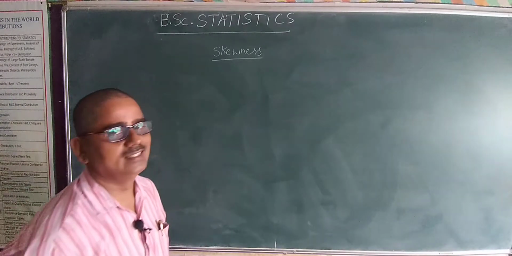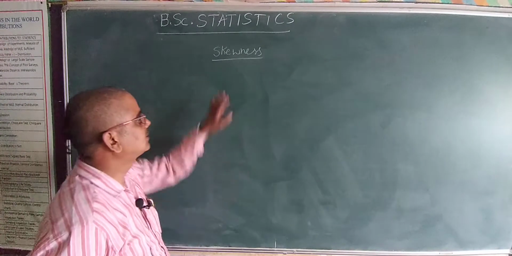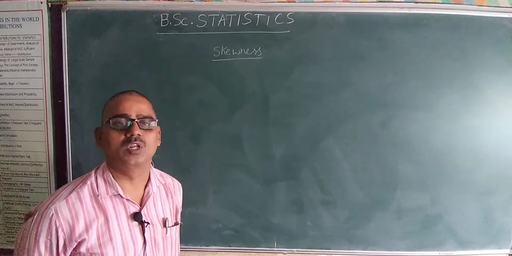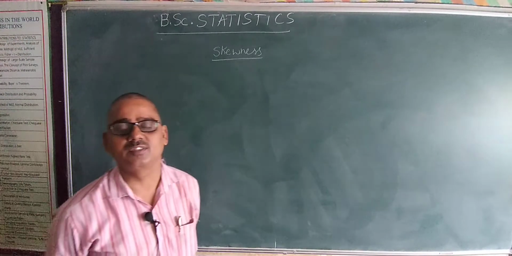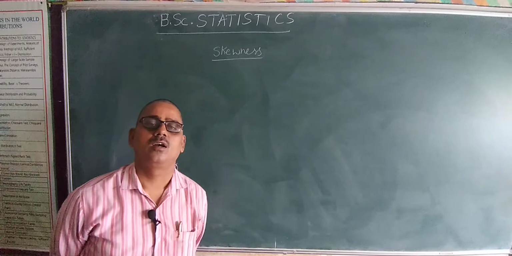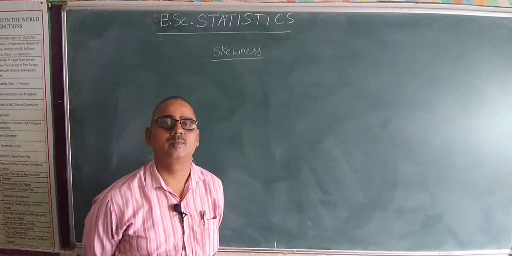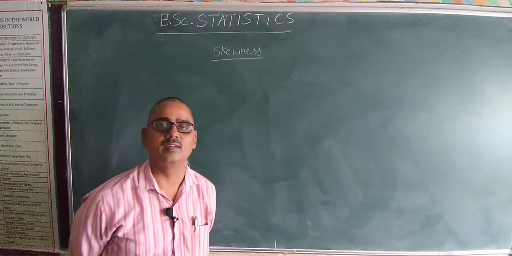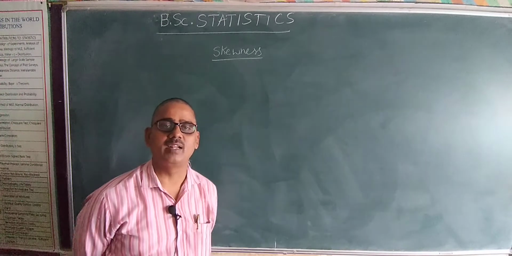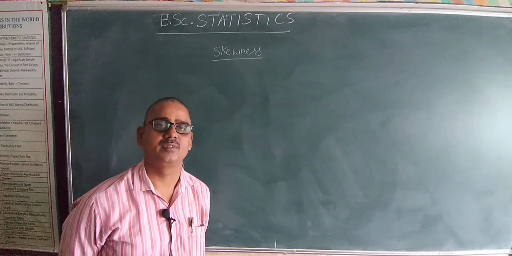In this lesson, I discuss skewness. What is the definition of skewness? It is defined as lack of symmetry. What is the definition of symmetry? Symmetry means a symmetrical distribution.